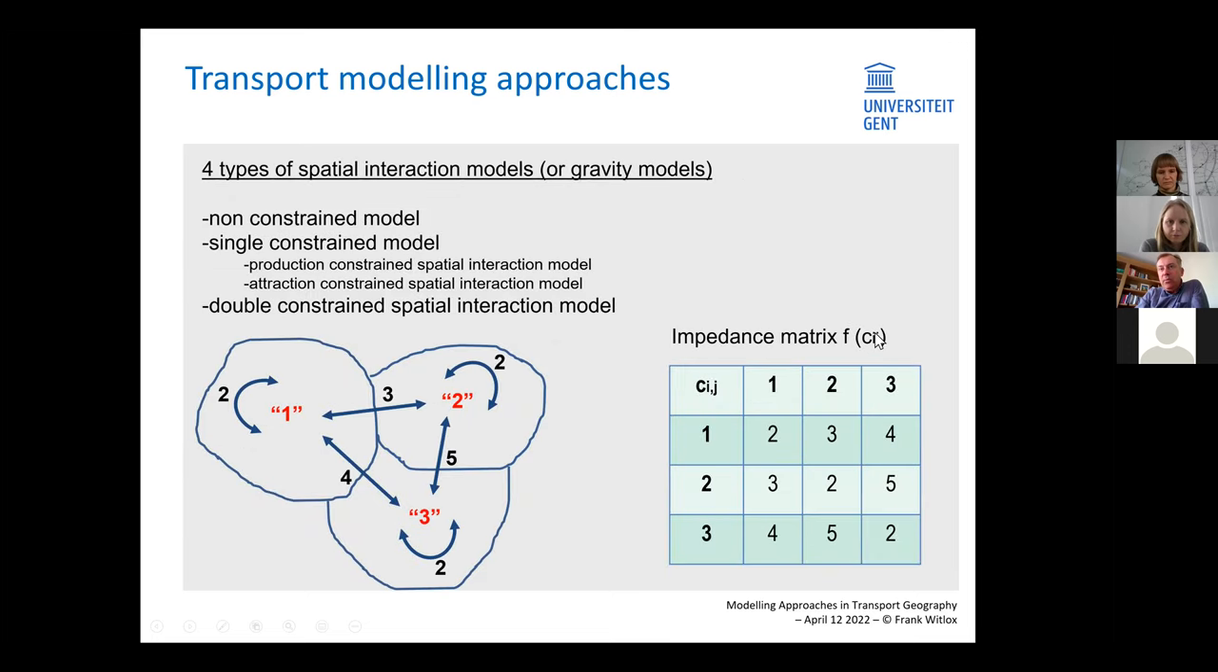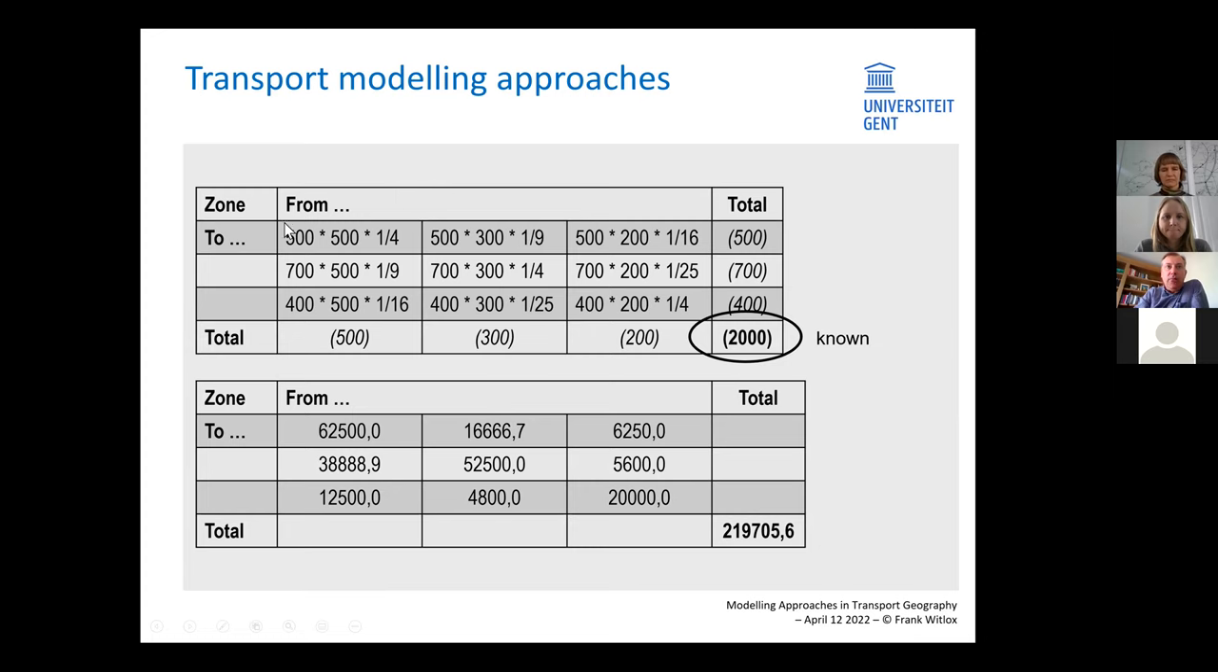Now, 1 divided by 4, what does that mean? It's actually this impedance matrix, and we take the gravity model as designed by Newton when talking about the attraction between entities in the space, between stars and between planets. And then the gravity model says that maybe it's best to just square the impedance matrix. So one divided by the square of two, which is obviously four. If we then calculate all of this, what we see is we have the total number of almost 220,000 trips being made from zone one and two and three to all the others.